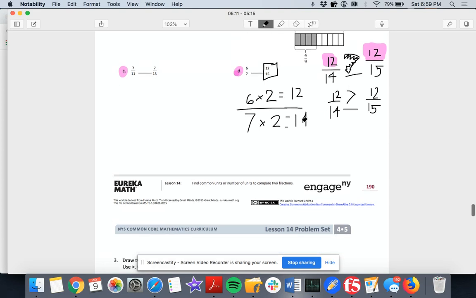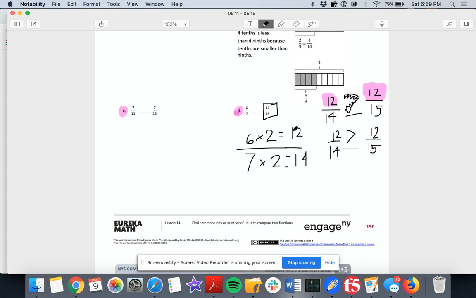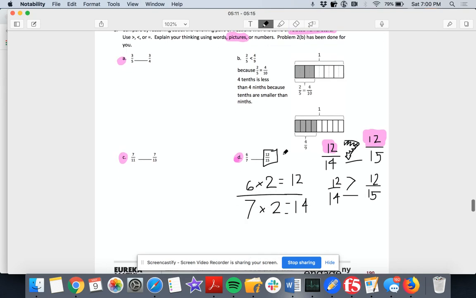I could also showcase that, but just for the sake of time, and since you already understand it, I'm not going to showcase it using a tape diagram. But please feel free to do that for 2D when you're doing these problems.